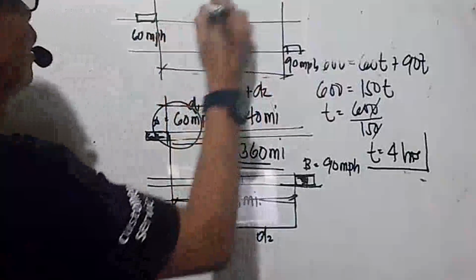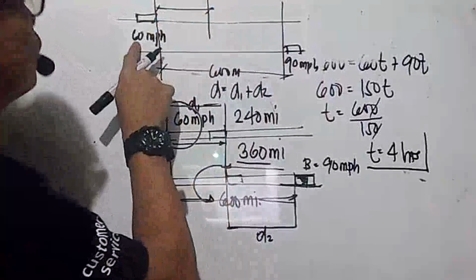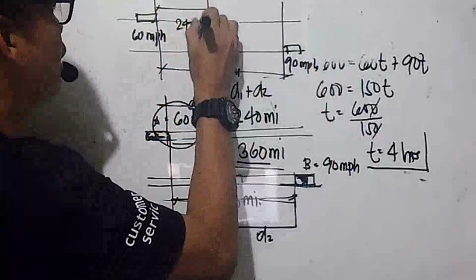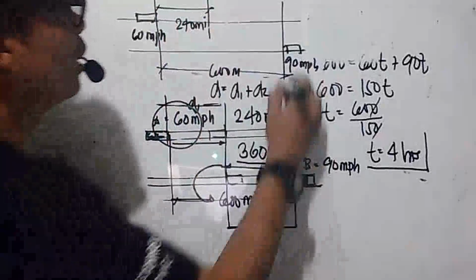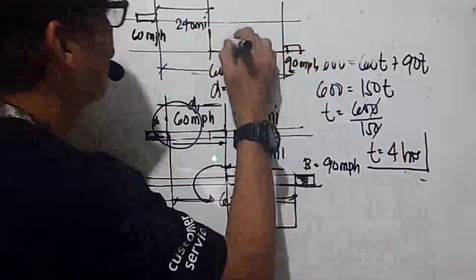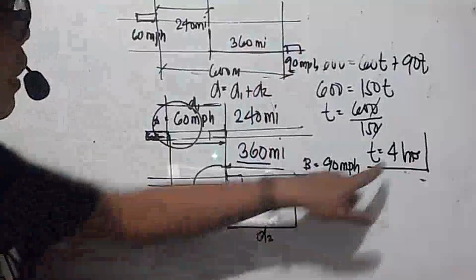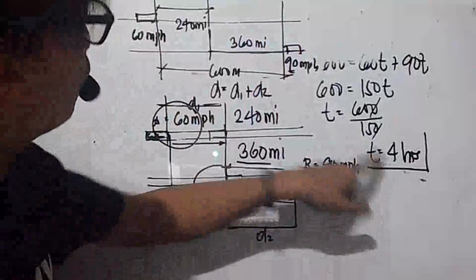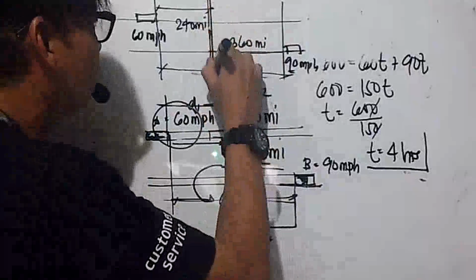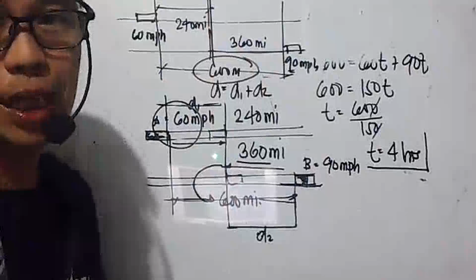So ito, in 4 hours, ang na-travel niya is 60 times 4 kasi 60 miles per hour, it is 240 miles. Okay, yung 90 mo naman, in 4 hours, 90 times 4, ang na-travel naman niya ay 360 miles. So I think that's clear. 4 times 60 is 240 and 4 times 90 is 360. So when we add that, dito sila makikita, it is equal to 600 miles.